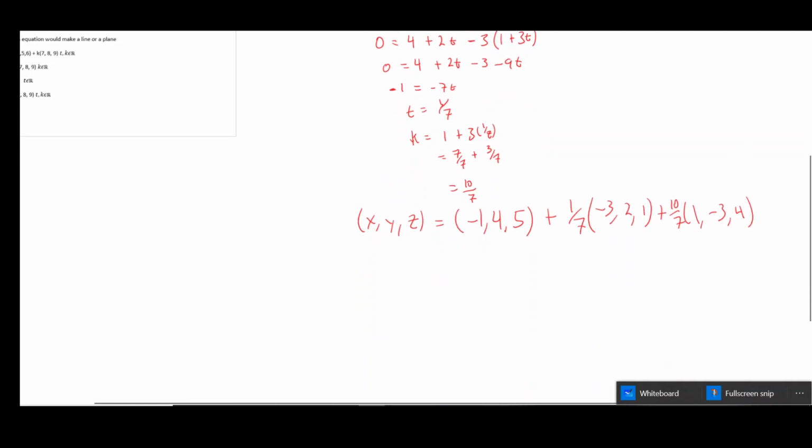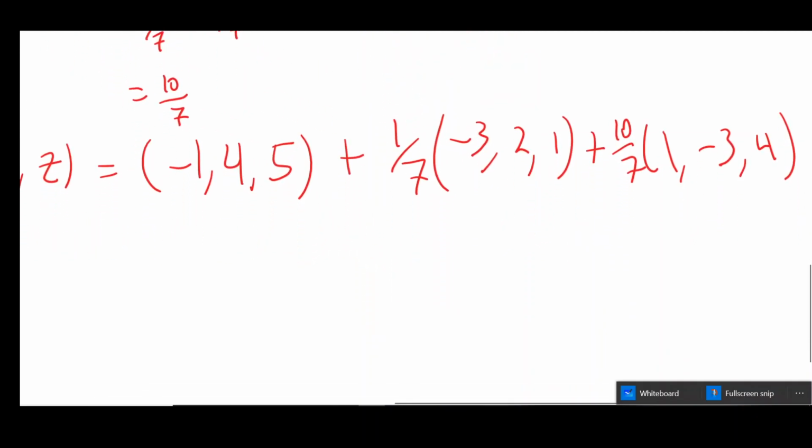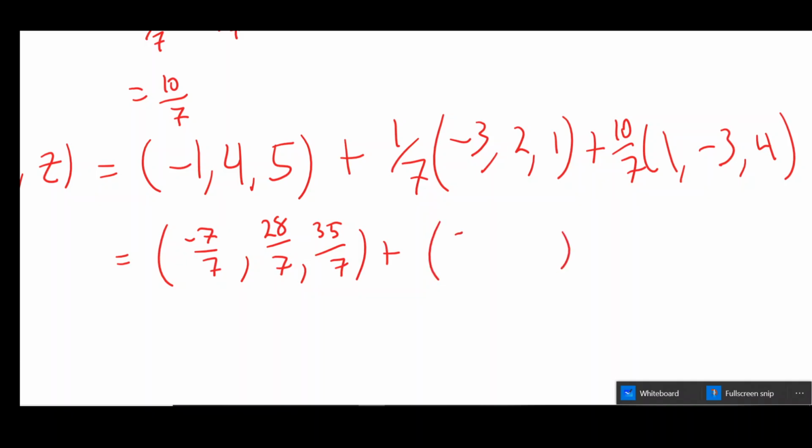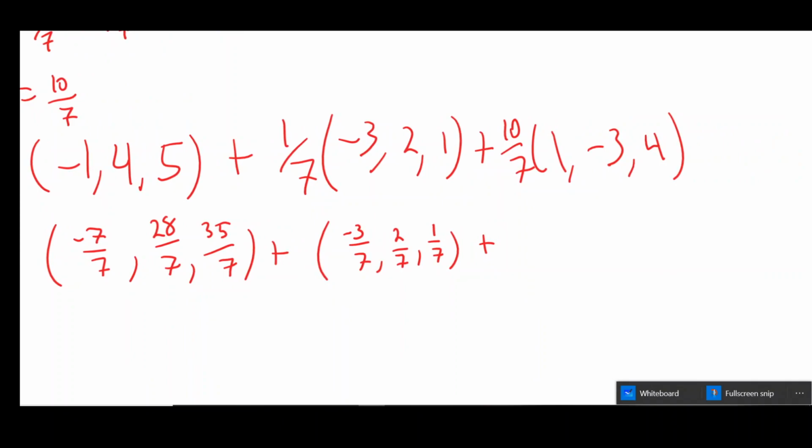Okay. So, I'm going to change everything to 7ths to make my life easier. So in this first one, that's going to be negative 7/7. That's going to be 28/7, and that's going to be 35/7. If I multiply that 1/7 through, I get negative 3/7, I get 2/7 and 1 more 7th. And then if I multiply the 10/7 through, I'm going to get 10/7.